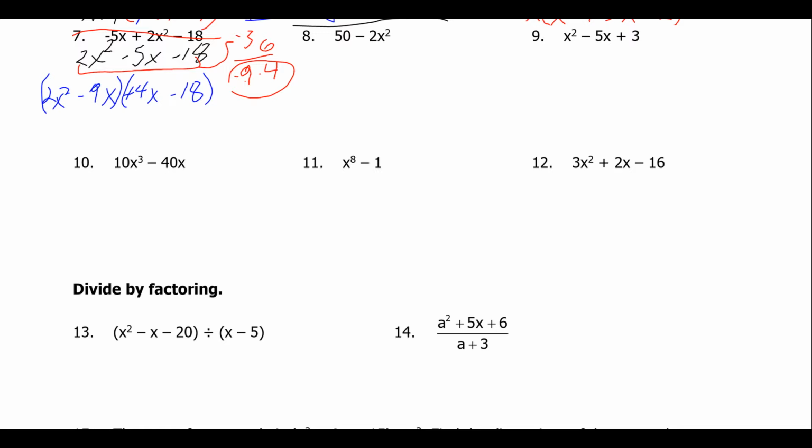Okay, I section it off, and then I'm going to have x on the outside of 2x minus 9, and then on this next piece I'm going to factor out a positive 2, and that's going to give me 2x minus 9. So I'm left with x plus 2, 2x minus 9.